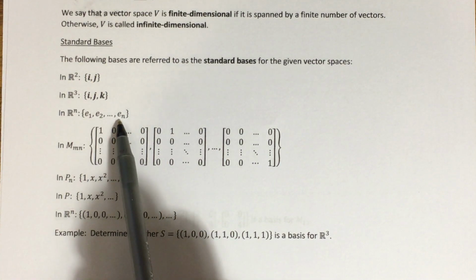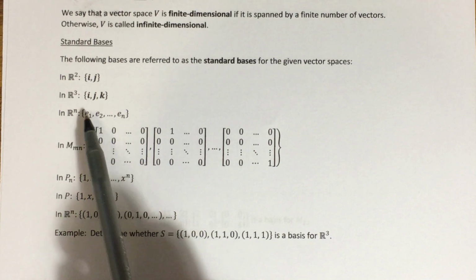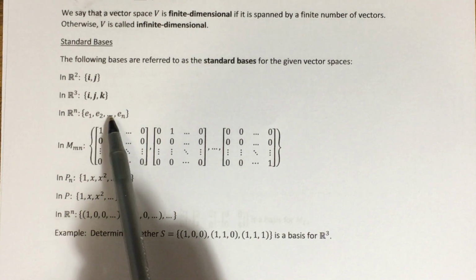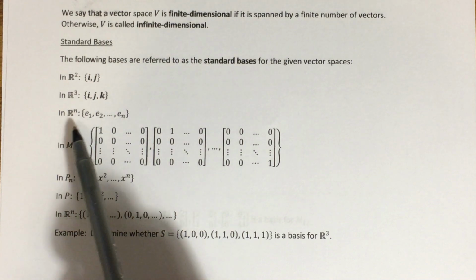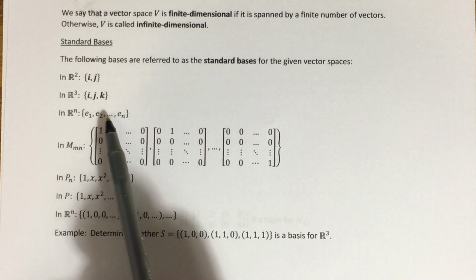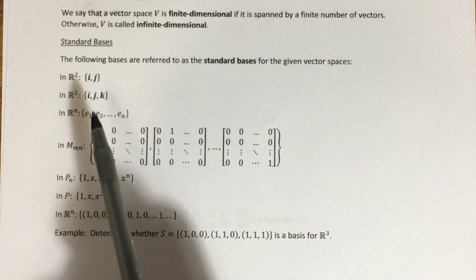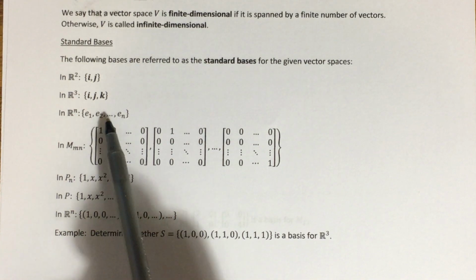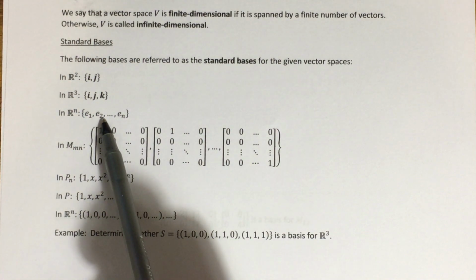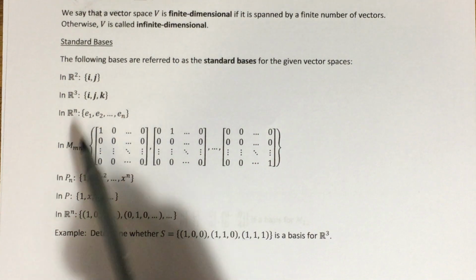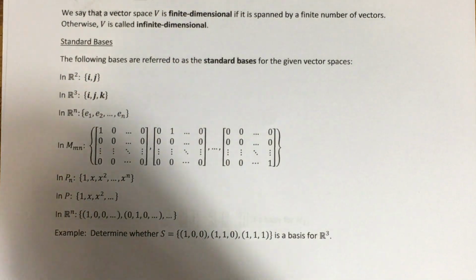Remember this e1 through en, we haven't used that much recently, but this is an important basis to remember. This is just a generalization of these two for Rn. Remember, each of these e's represents an ordered n-tuple with zeros everywhere except for one coordinate that'll have a 1 determined by that subscript. So for example, e2 will have a 1 in its second component, zeros everywhere else, and so on.